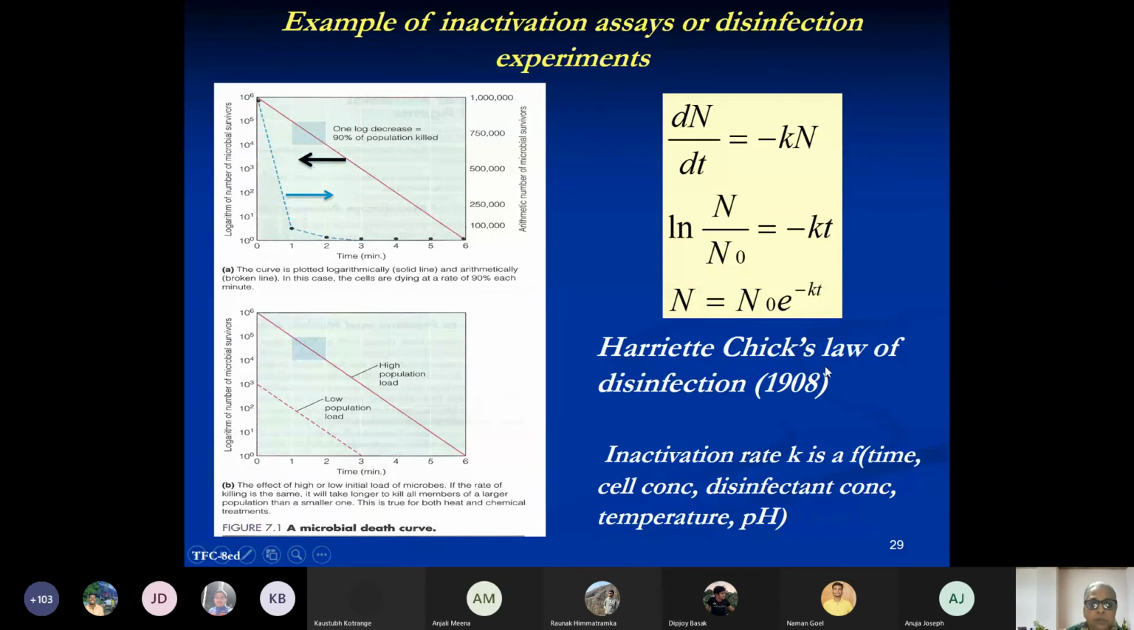One of the assumptions of Chick's law is that no matter what the starting concentration N0, whether it is 1 million or 1,000 or 1 billion, it won't make any difference to the K value. But this may or may not be true in practice.